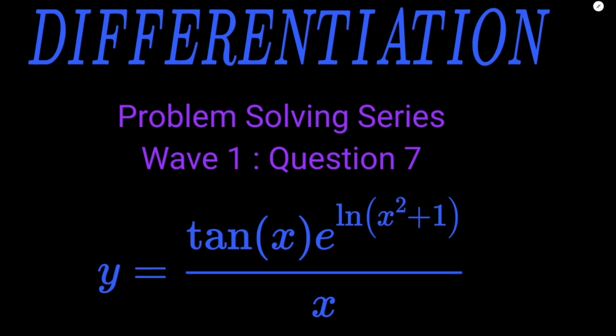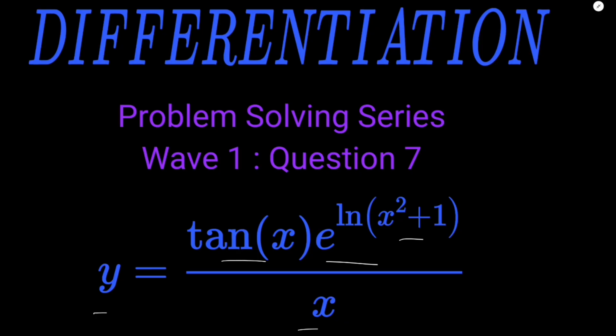It tells us to differentiate the function y equal to tan x times e to the power ln of x squared plus 1, all divided by x. At first glance, this looks terrifying, but step by step, we'll break it down.